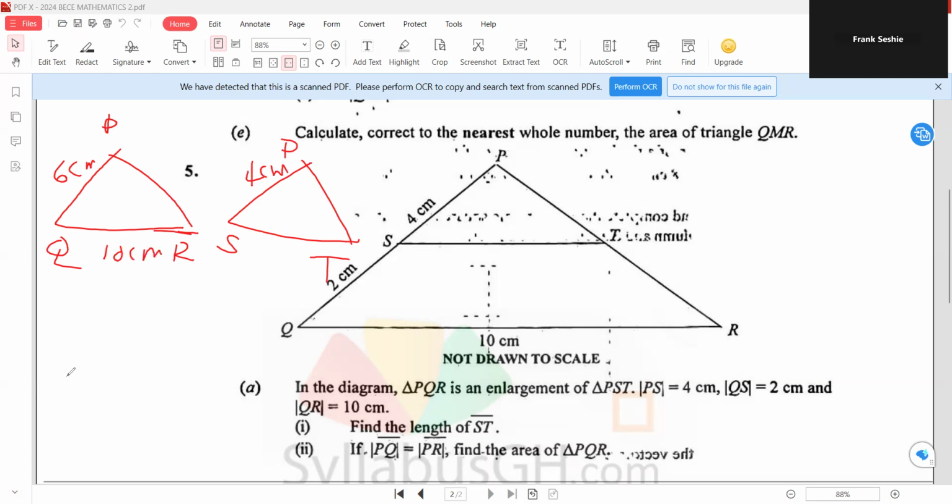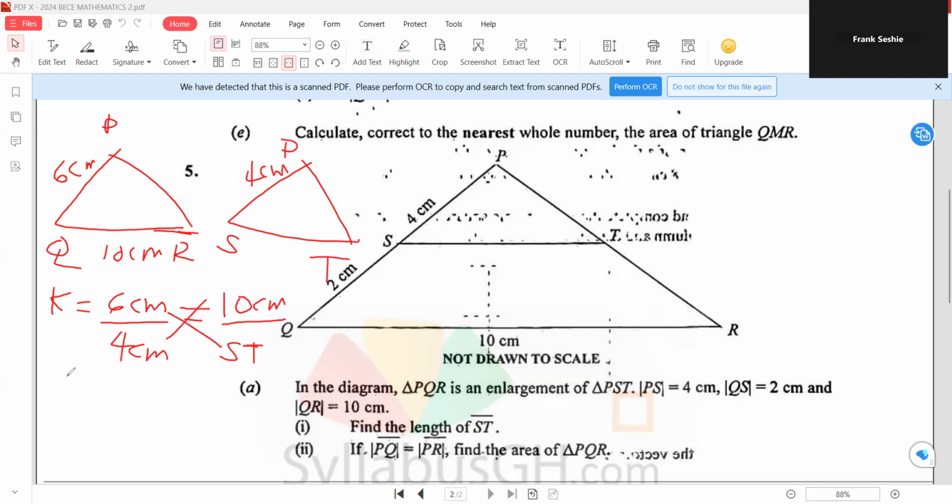I'll find ST. So the scale factor is the length of the image over the corresponding length of the object. So the scale factor is, if I take the image 6 cm over 4 cm, the corresponding length for the object. It's the same as me taking QR 10 cm over ST. So since these two are the same for the scale factor, let me just cross multiply to solve.